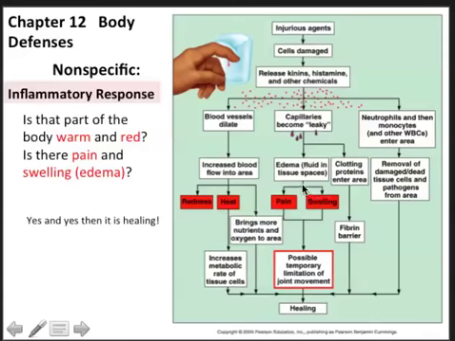The increased amount of fluid in the area produces pain and swelling. What happens is that we're going to, as a result, bring more nutrients and oxygen to the area that'll increase the metabolic rate of the white blood cells and also the tissue cells.